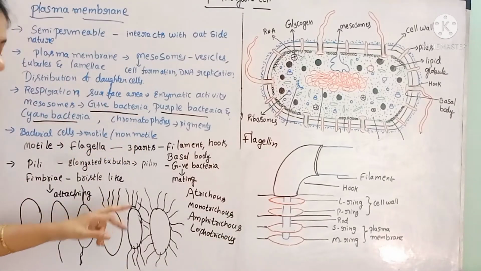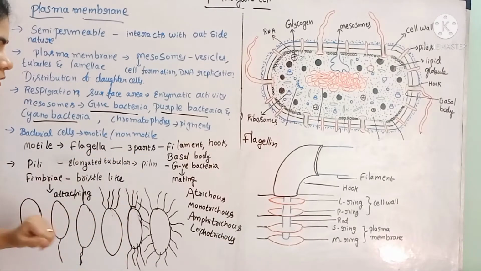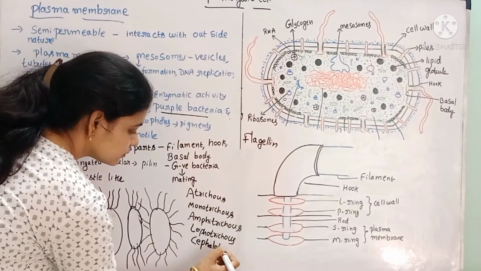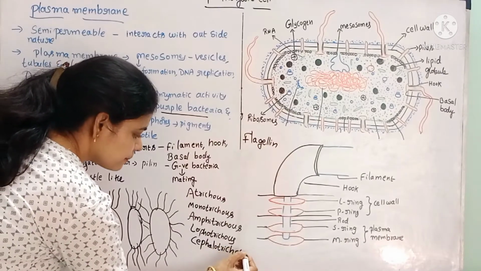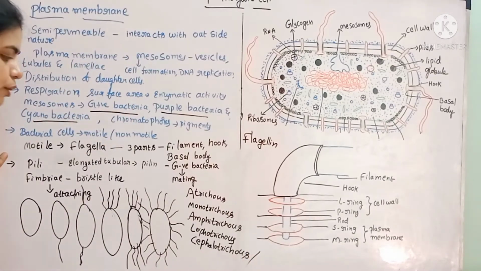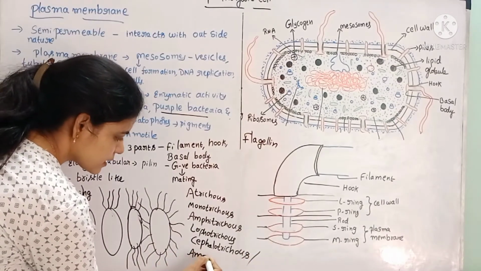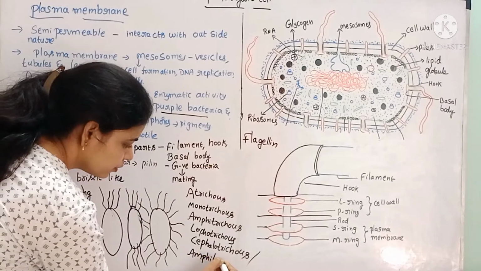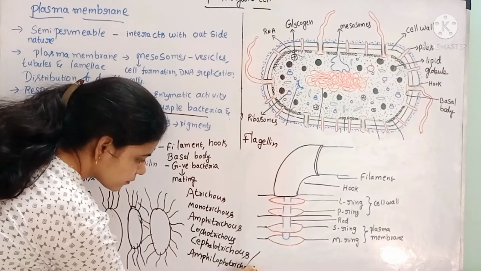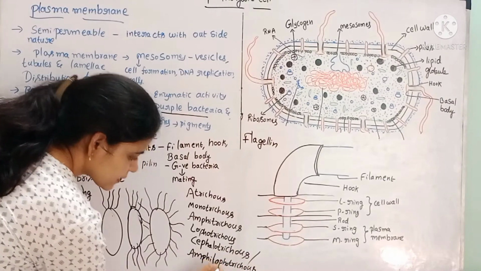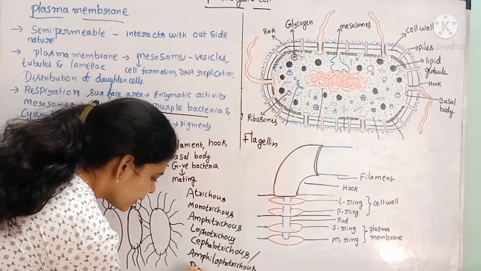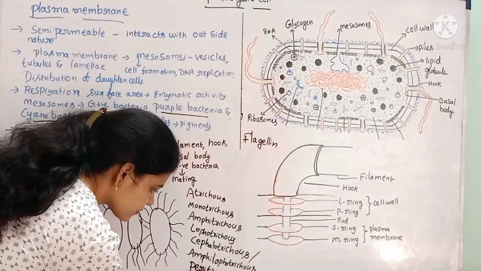And if two bunches of flagella are present at two ends, that is called cephalotrichous. In some books, this cephalotrichous nature is also given as amphilophotrichous. We can also call it amphilophotrichous. And if the flagella are present all over the body, it is called peritrichous. Peri means around. Peritrichous.